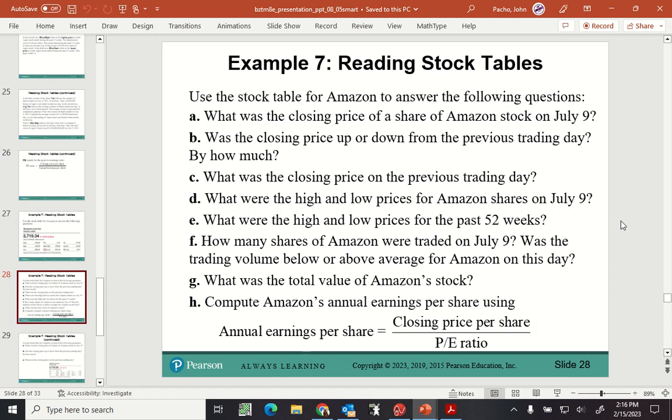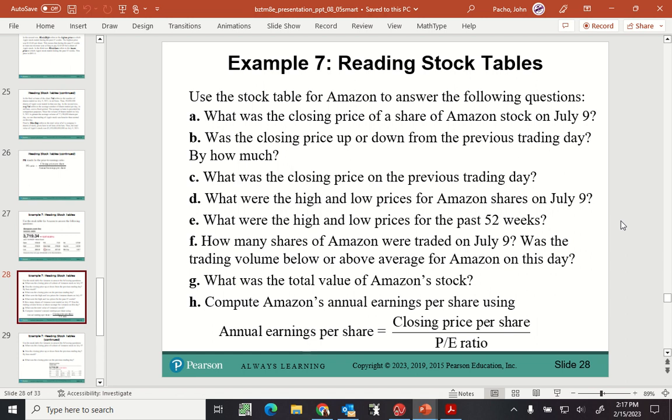Little b. What was the closing price up or down from the previous trading day, and by how much? You're adding that for little b. So we're doing these ones, we're entering this right here. Okay? So, yeah, we're answering these. And then this is what we're doing, alright?